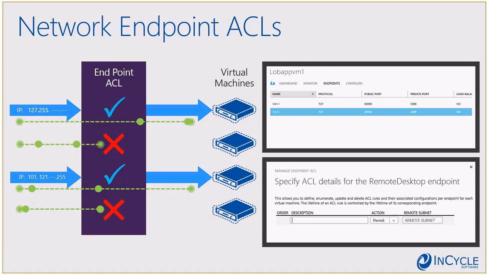You do have a limit of only 50 access control list rules per virtual machine endpoint. If I am assigning a network endpoint ACL to my load balancer, then all virtual machines in that load balance set will be affected. The security is going to apply to all virtual machines in that load balancer.